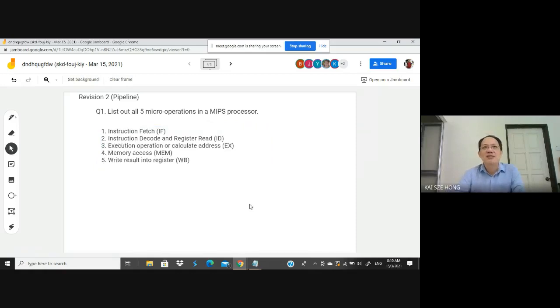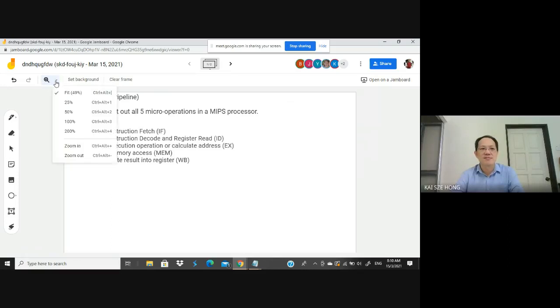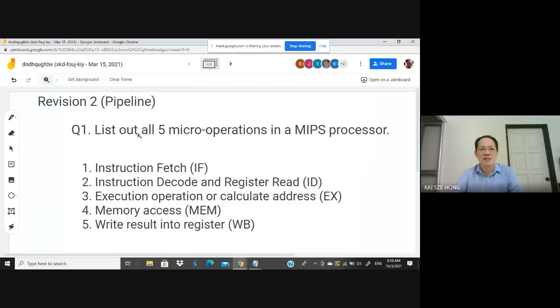There are actually five micro operations in a MIPS processor, which are these five. First you must have the instruction fetch. After that you have the instruction decode and register read. Then we have the execution of operation or calculate address. Sometimes they will put the ALU over here. And you have the memory access, the MEM, and then write the result into the register, depending on which type of instruction.